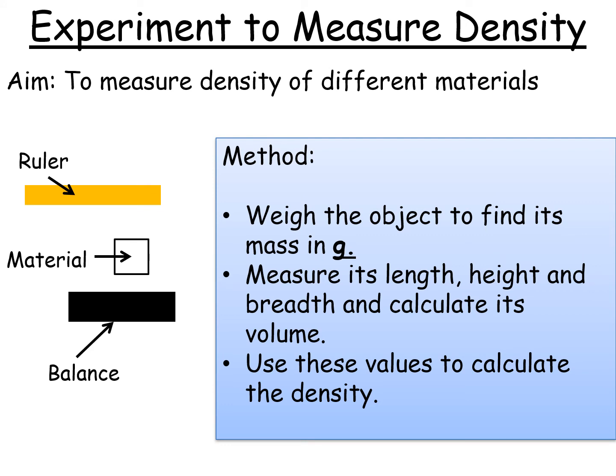Okay, so how do we measure the density by experiment? Feel free to try this at home if you've got a balance like a kitchen scale and a ruler and some object where you can measure the length, breadth and height. The technique is really simple. We weigh the object to find its mass in grams. We then measure its length, height and breadth and then calculate its volume. And then you use these to calculate the density. Remember, mass divided by volume.